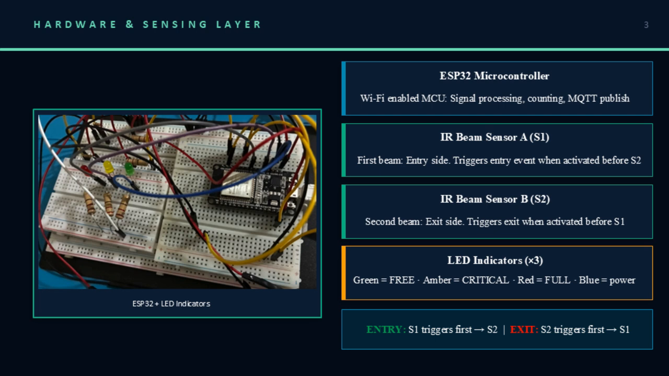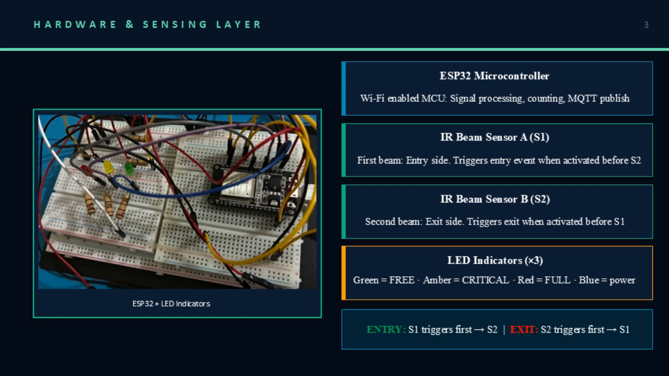Infrared sensor A, which is sensor 1, is on the entry side of the doorway. When it is triggered before sensor 2, the system classifies the event as an entry and increments the count. Infrared sensor B, which is sensor 2, is on the exit side. When it triggers before sensor 1, the event is classified as an exit and the count decreases. The three LED indicators, green for free, amber for critical, and red for full, mirror the current system status in real time alongside the dashboard.